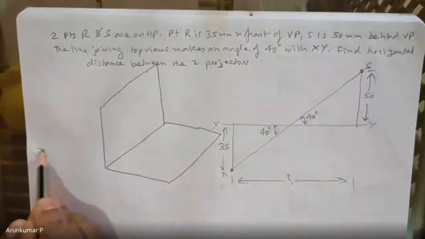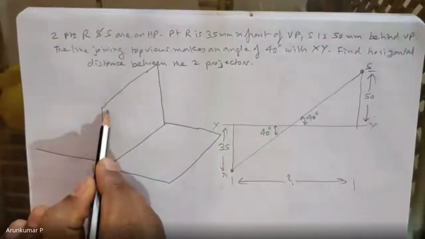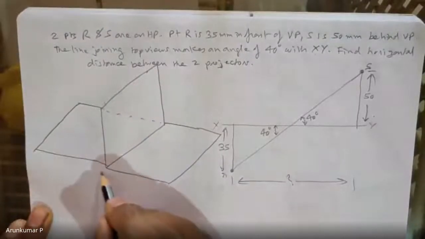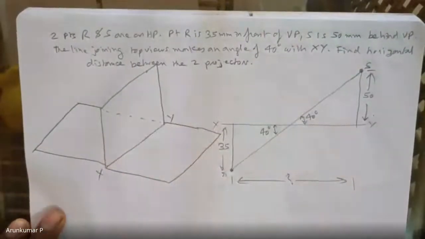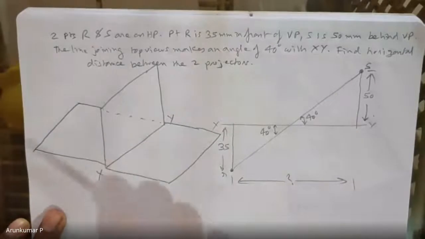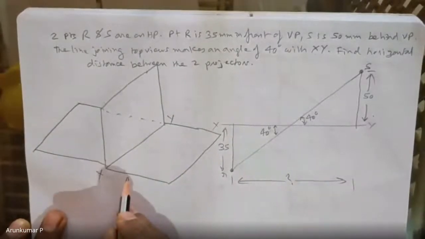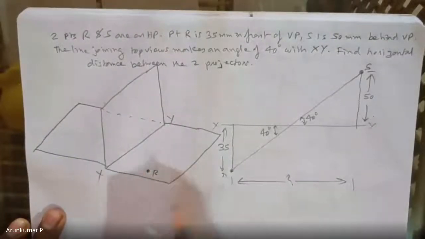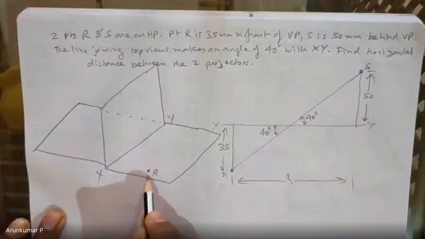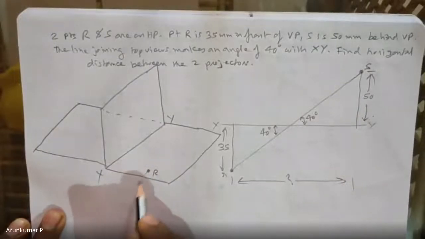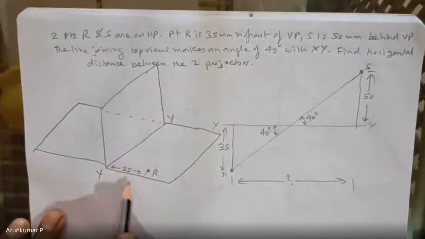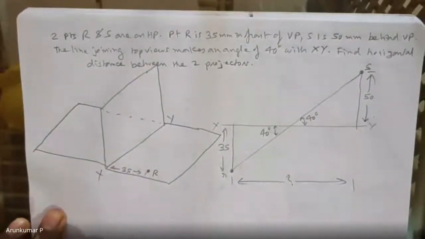So first quadrant and second quadrant. XY line. So I've taken R on the left side. Point R is on HP and 35 mm in front of VP. So somewhere here I have got R, point R on HP and 35 mm in front of VP.